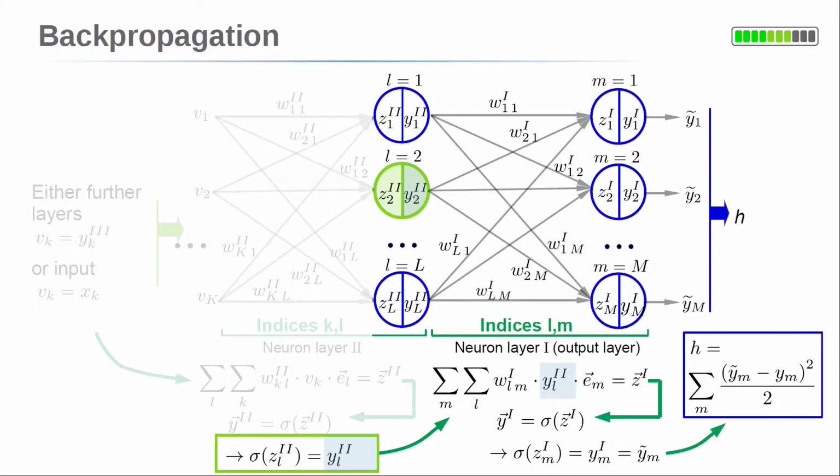The output of the lth neuron of the hidden layer is given by the neuron's activation function. So applying the activation function to the summation vector of this hidden layer, vector z superscript 2, component by component, gives the output vector of this hidden layer, vector y superscript 2.